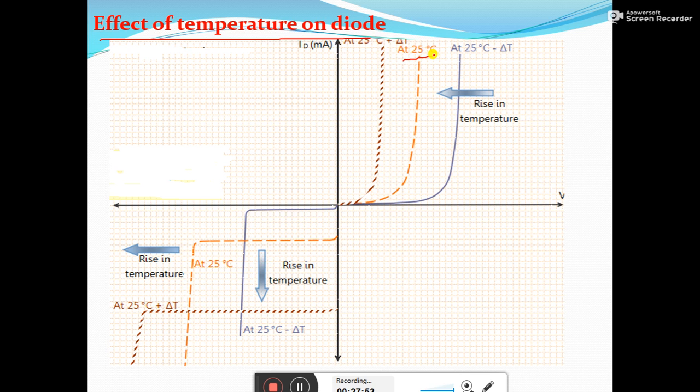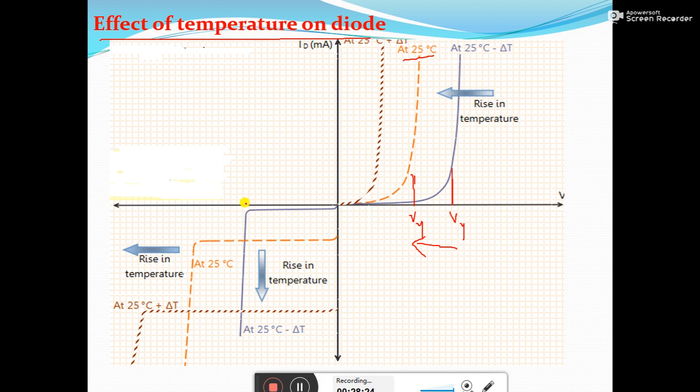The same experiment is conducted with different temperature levels. At this temperature you can see the cut-in voltage is less, and here the cut-in voltage is more. If you see the cut-in voltage at different temperatures, in the red line at the higher temperature level the cut-in voltage is getting reduced. So as the temperature increases, the cut-in voltage decreases.